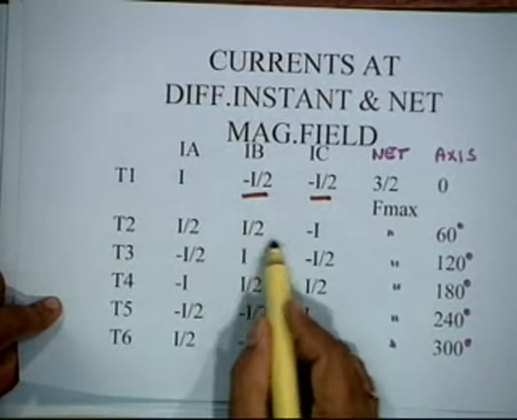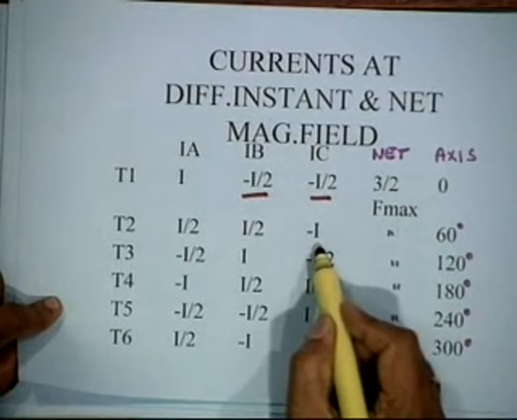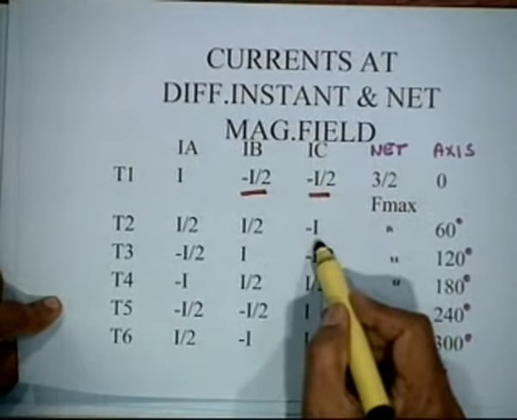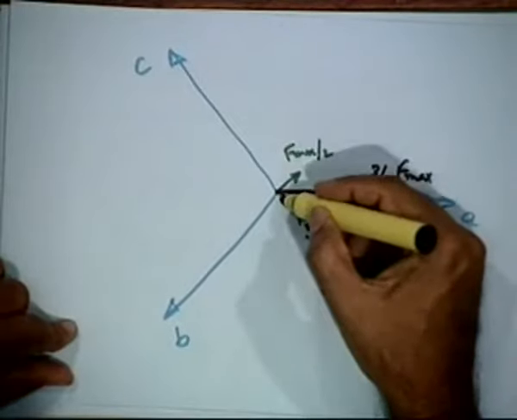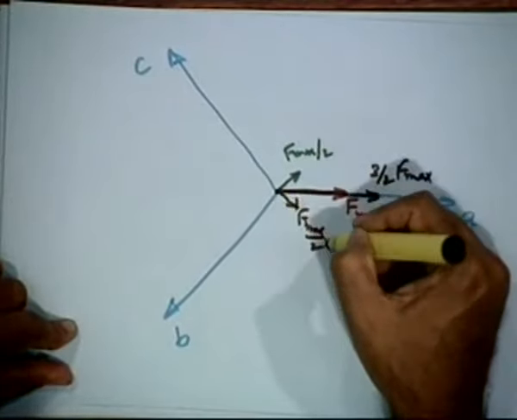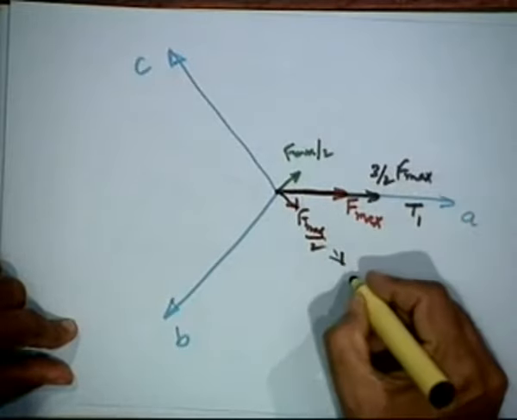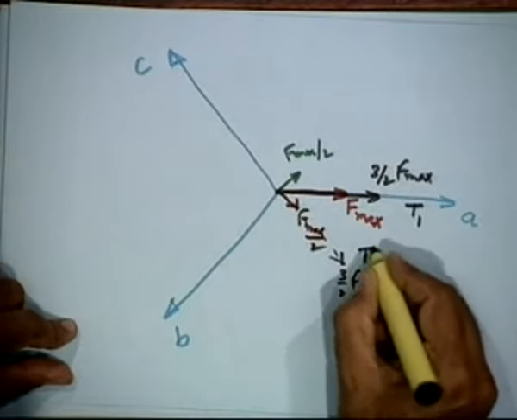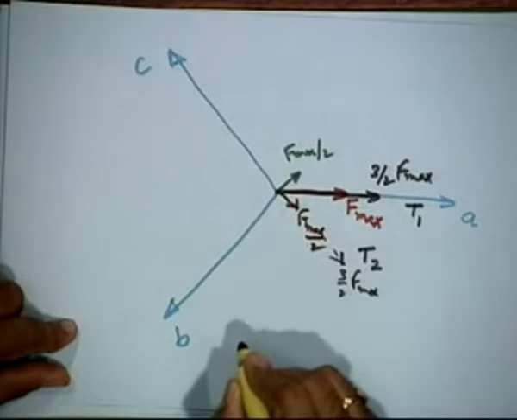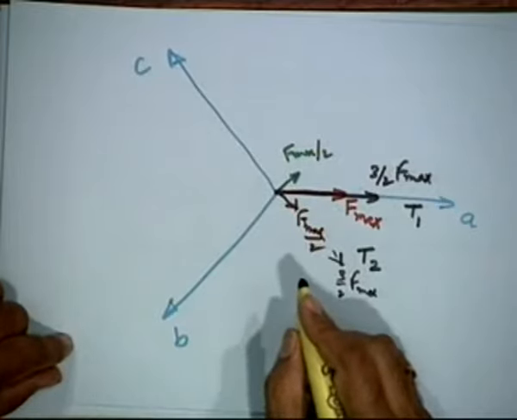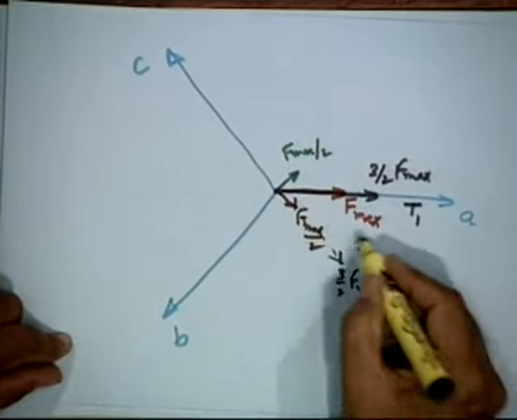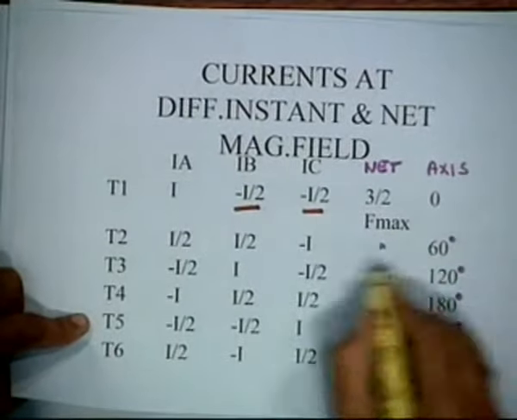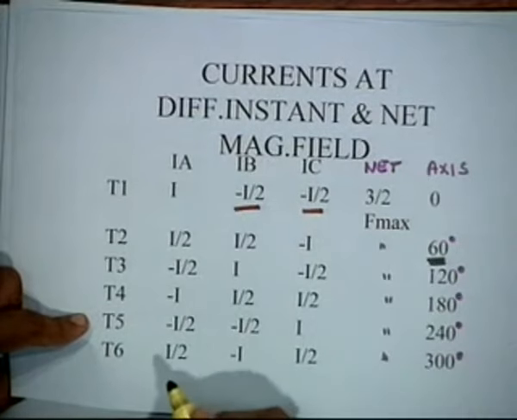In the second instant, A is I by 2, B is minus I by 2, and C is carrying minus peak current, right. Now, you will see the same logic: C is carrying minus peak current, so you expect it will be along minus C, that is 3 by 2 F max. So, this will be at time T2. So, the magnet has moved by how many degrees? This has moved by 60 degrees, right. So, theta, the magnetic axis, at T2 is 60 degrees, okay.